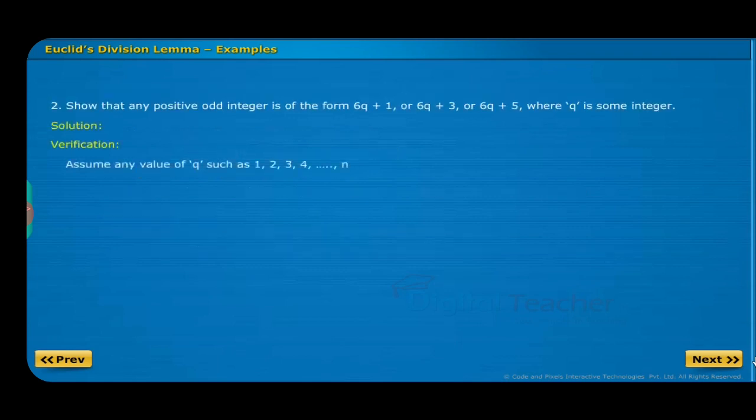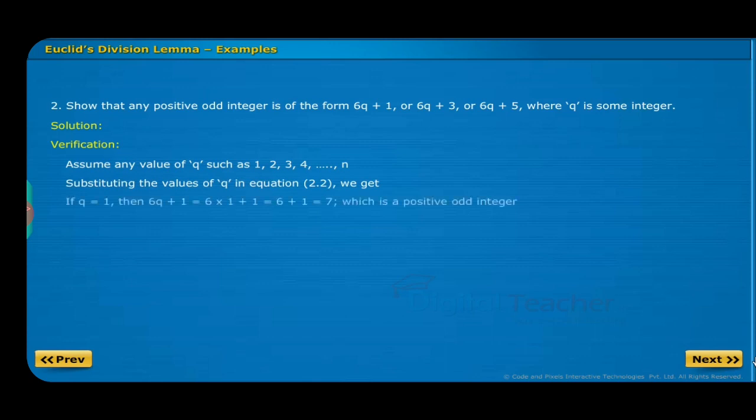Verification. Assume any value of q such as 1, 2, 3, 4, and so on up to n. Substituting the values of q in equation 2.2, we get, if q equals 1, then 6q plus 1 is equal to 6 into 1 plus 1, which is equal to 6 plus 1, that is 7, which is a positive odd integer. 6q plus 3 is equal to 6 into 1 plus 3, which in turn is equal to 6 plus 3, that is 9, which is a positive odd integer.